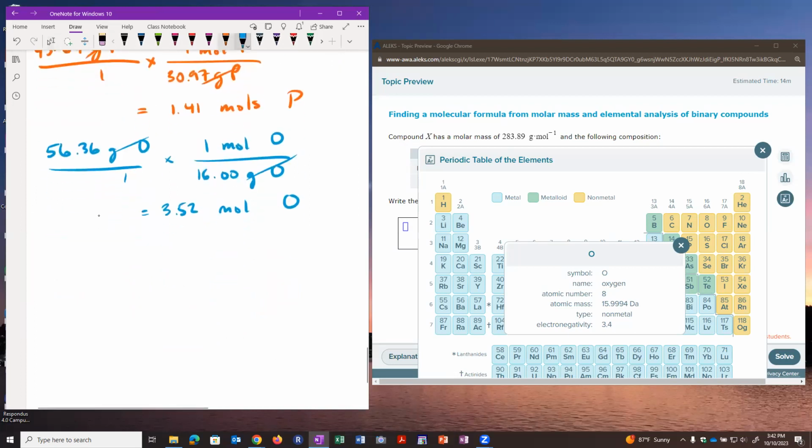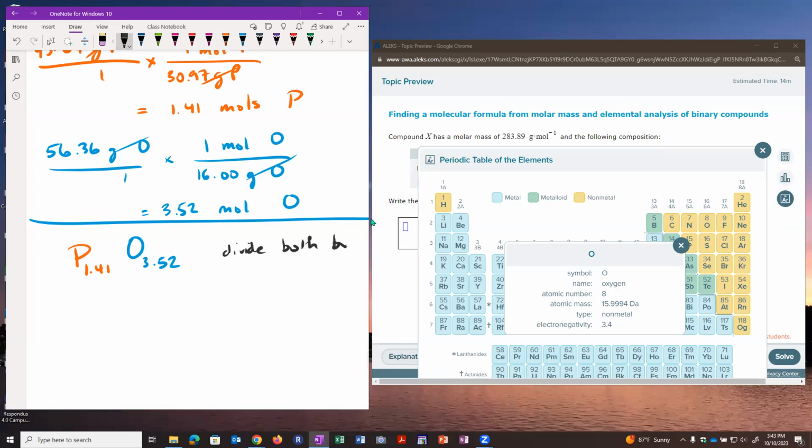I can maybe now start writing a chemical formula. So I have P, and the moles there are 1.41, and then I have O, the moles there are 3.52. Obviously, that is not a proper chemical formula. I need to have whole numbers. So the best way to do this is to divide both of them by the smaller of the two numbers. The smaller of the two is 1.41. We divide both of them by 1.41. By doing that, we make sure that the first one has a subscript of 1.